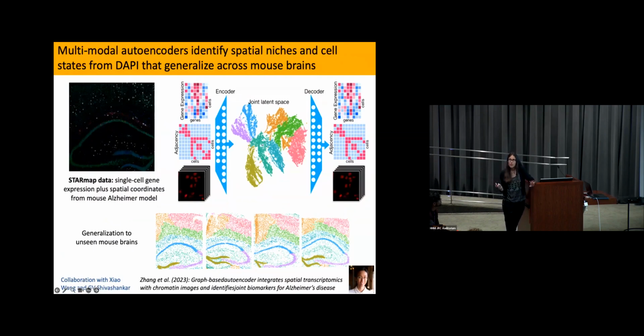And we can even generalize across very different things. We have an ovarian cancer data set where in Australia they generated a huge amount of data. We were able to generalize to that data just using H&E, because H&E has very different batch effects than spatial transcriptomics. Those are the things that you get out for free when you use these multimodal autoencoders.